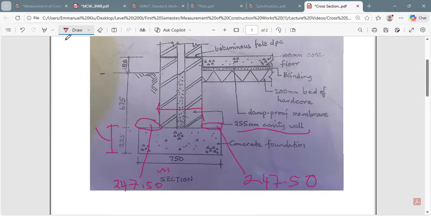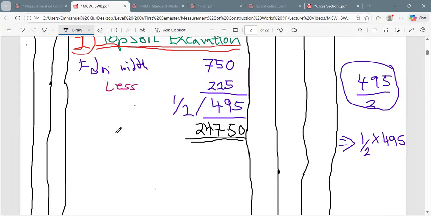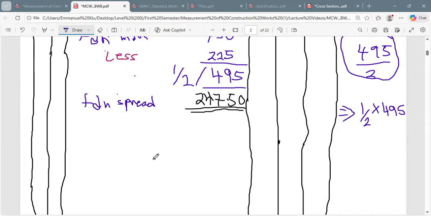So let's quickly move. This can be classified as our spread. So let me classify it as the spread and let's move. So this now becomes our foundation spread, 247.50. Good.